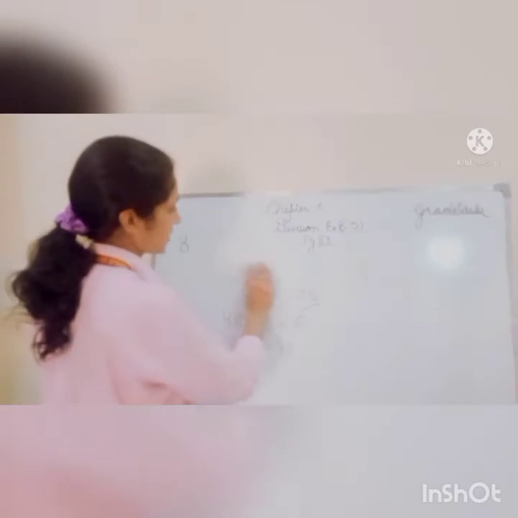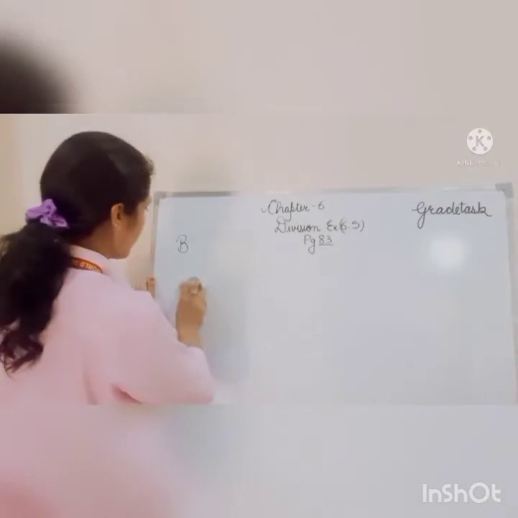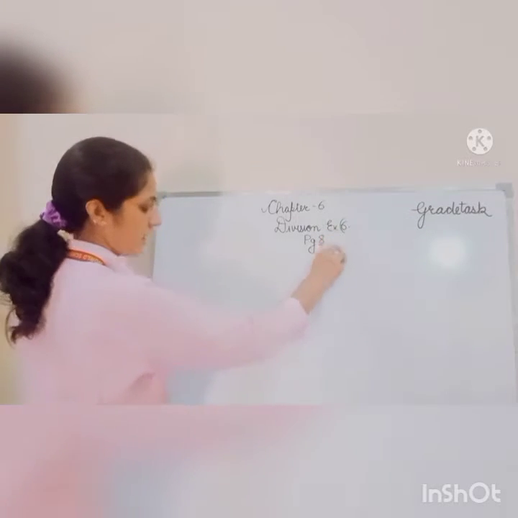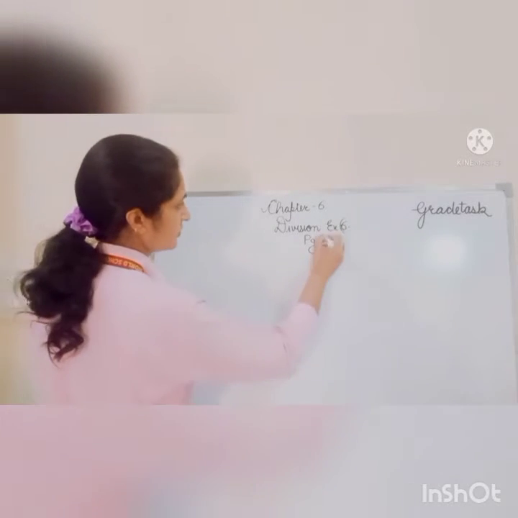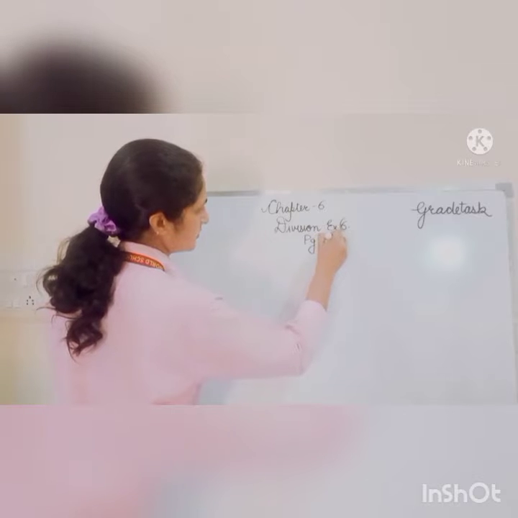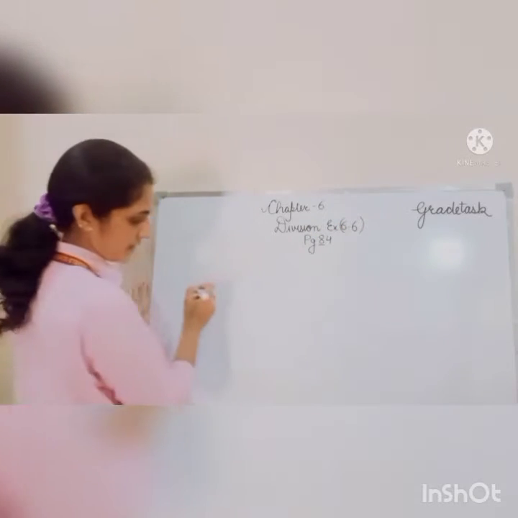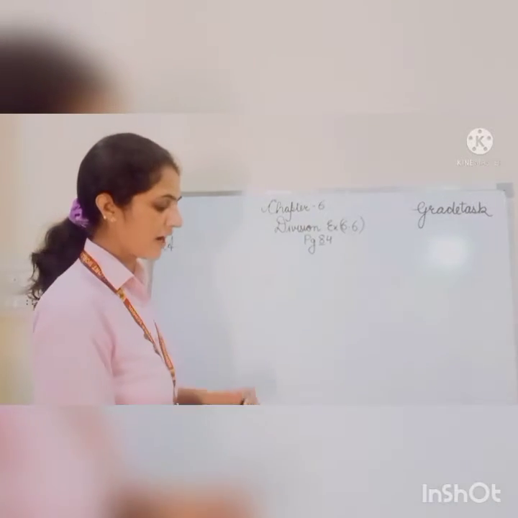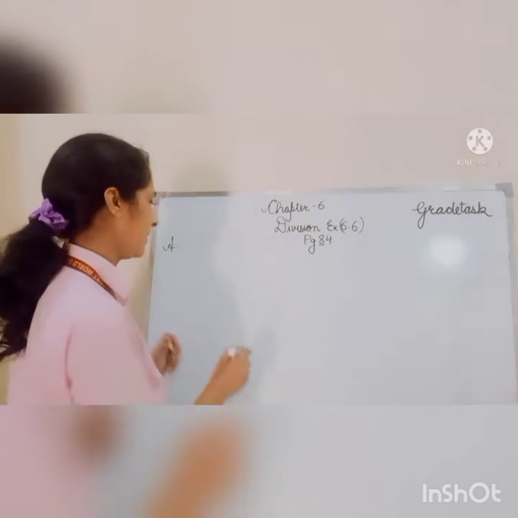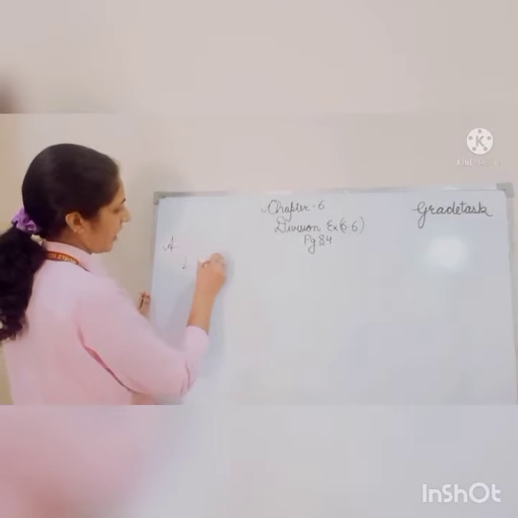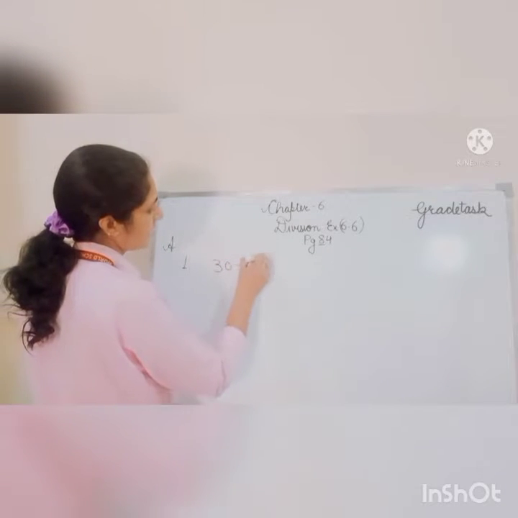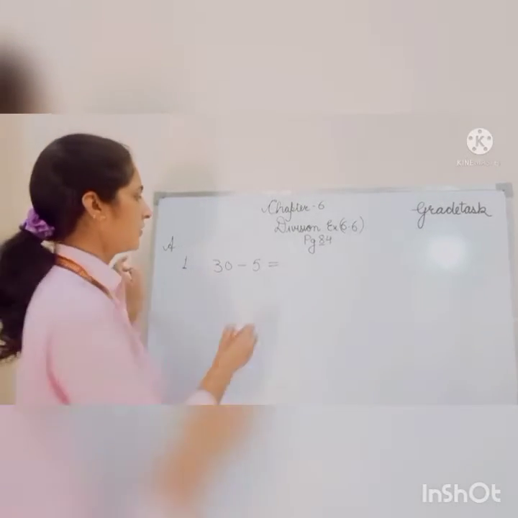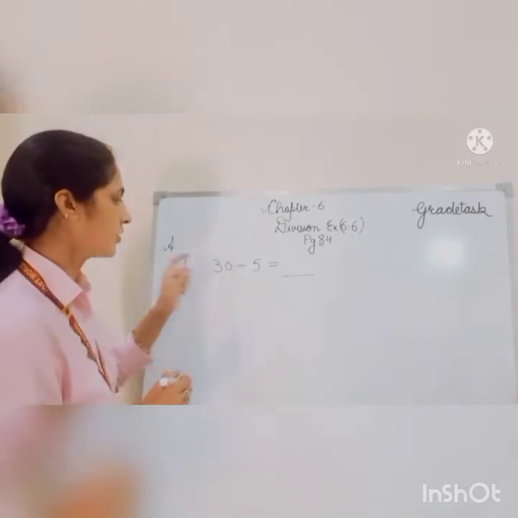Come to exercise 6.6. It's on page number 84. Exercise 6.6. First part is A. Divide using the multiplication table. In the same way you have to do 30 divided by 5. What will be your answer? How are you going to check it?